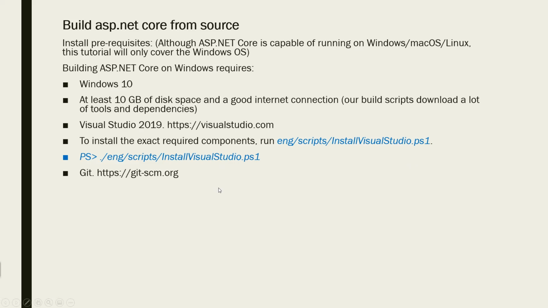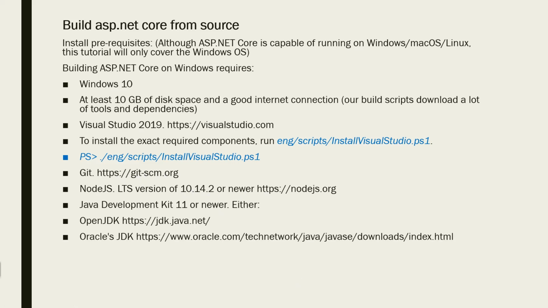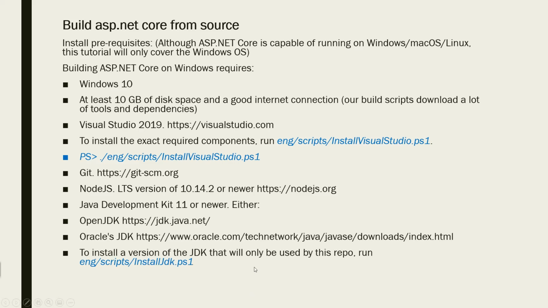PowerShell script. And the next requirement is you should have Git. Git is available, that is the repository. I already have it, so you can get it. And you have to have Node.js, a version of 10.14.2 or newer from this website. And you need Java Development Kit 11, either from the OpenJDK site or Oracle's JDK site, and install a version of JDK that will only be used by this repo.